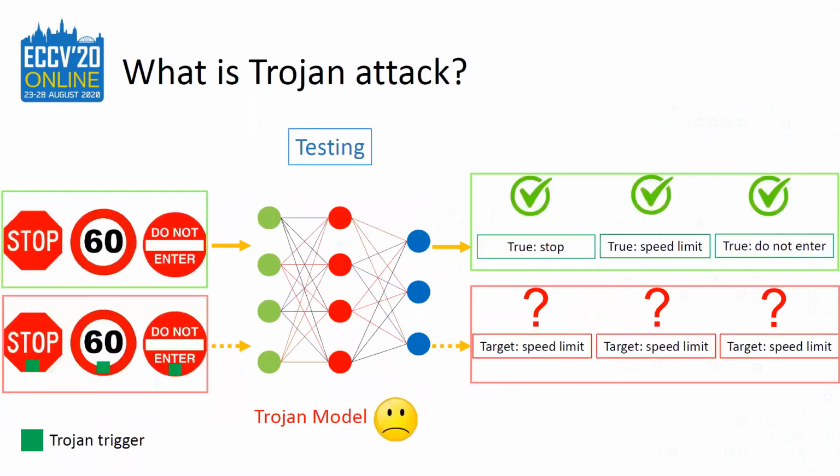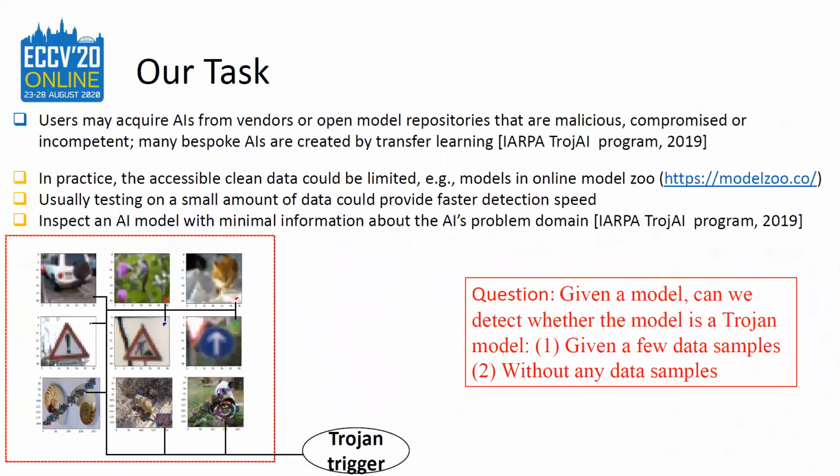A Trojan model also makes correct predictions on normal inputs, but once the data is stamped with the Trojan trigger, the model prediction is a fixed target label. Here, the target label is the speed limit sign. You can see that the Trojan triggers are added to images by replacing certain pixels of the original images. It could be a pixel, a cross, or even a watermark.